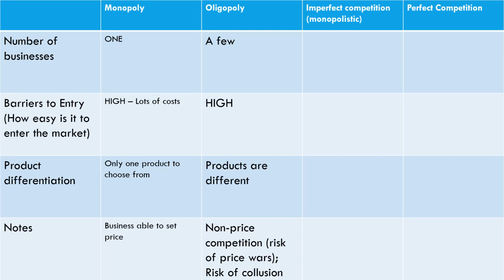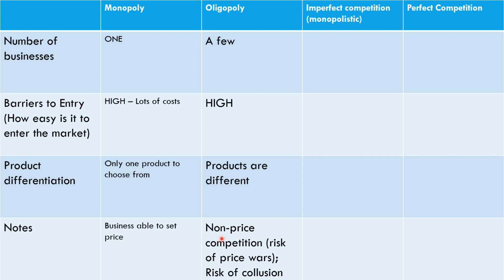Our second market is oligopoly, which derives from Latin, oli meaning few. And so in this sort of market we have a few businesses. Again, the barriers to entry are quite high, it's quite difficult to set up. The products are all slightly different or all different. And because we have a few large businesses, there is a risk that they might agree prices between them, or that they might not really compete on price.